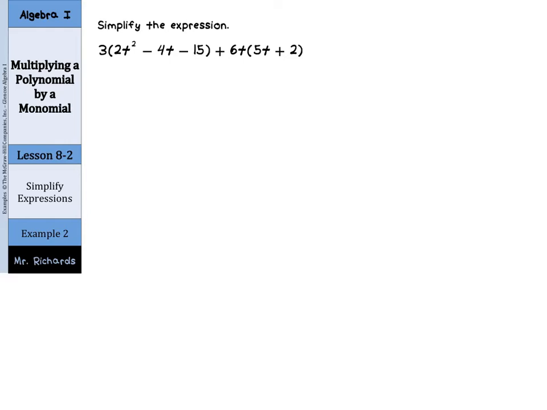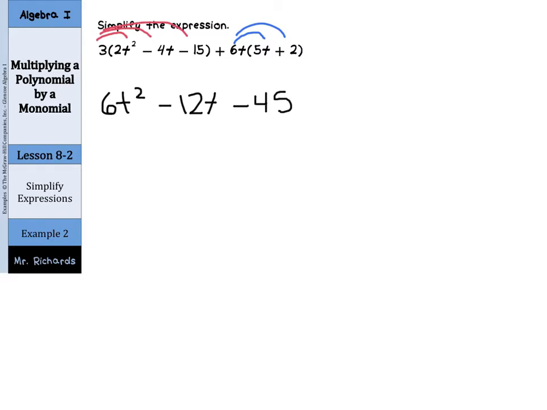Now we're asked to simplify this expression, and we're going to do that by multiplying. So we're going to take the 3 and multiply it by everything inside the parentheses, and then we'll also take the 6t and multiply it by inside those parentheses. Well, 3 times 2t squared is 6t squared. 3 times negative 4t is a negative 12t. And 3 times negative 15 is minus 45.